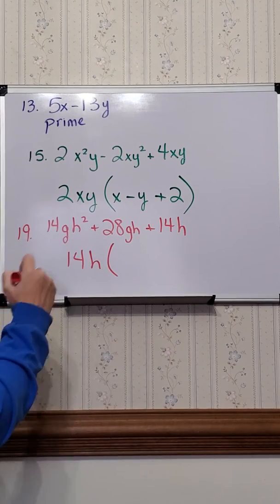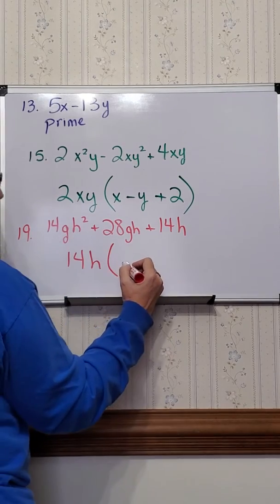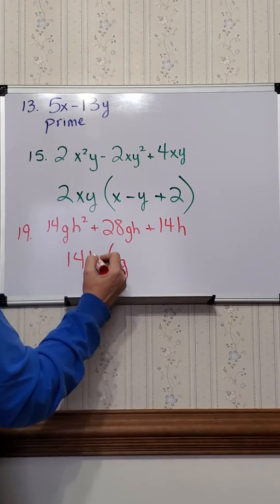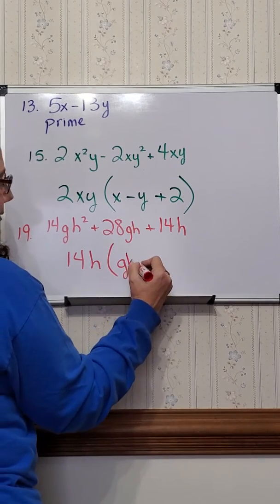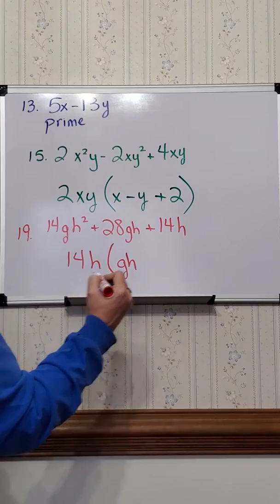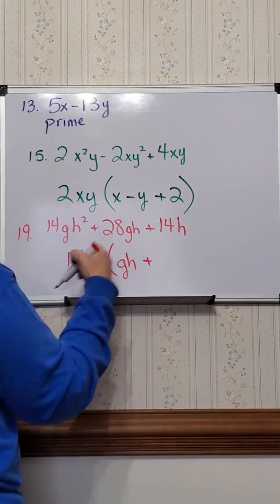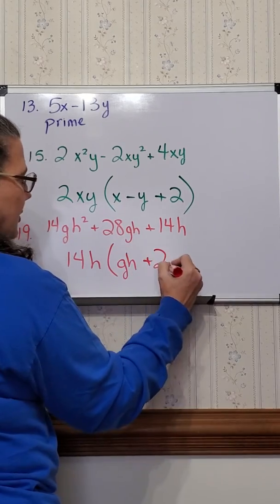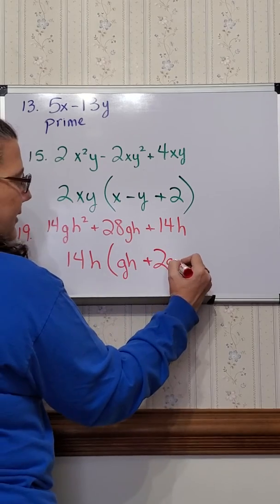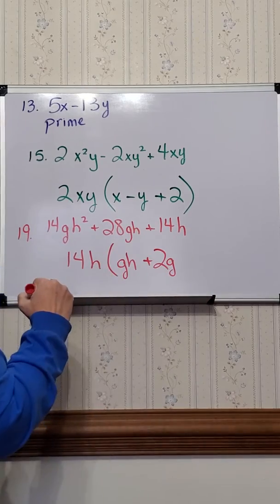14 divided by 14 gives me 1. I still have a G in there. H squared divided by h still leaves me an h in there. Plus 28 divided by 14 is going to leave me 2. Still have that g. My h's are going to cancel.